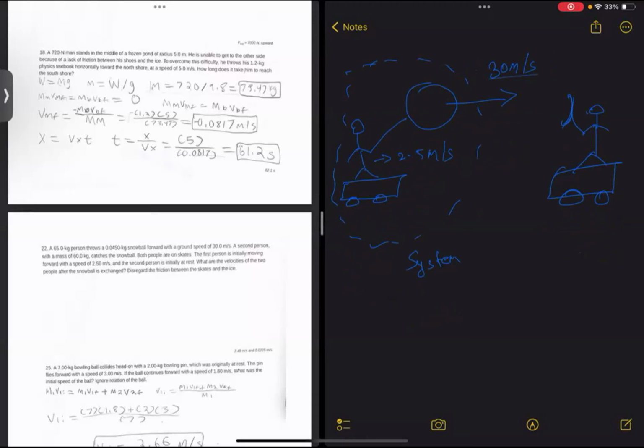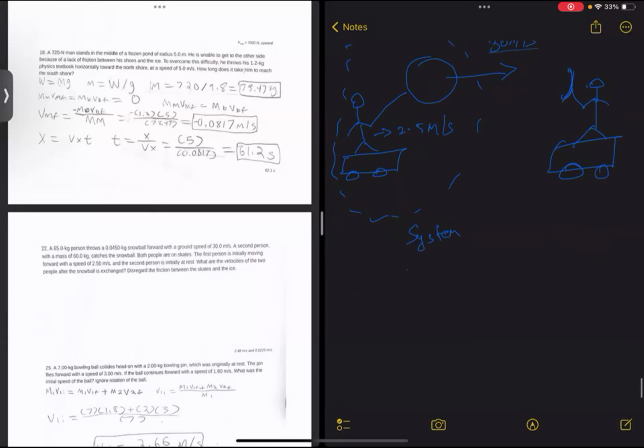So net external force is zero on this system. So this system is an isolated system, so you can apply the law of conservation of linear momentum in this system. This system has two things, the person and the snowball. Initially, the snowball is in the hand of the person, he has not thrown it. And in the final situation, he has thrown the snowball.